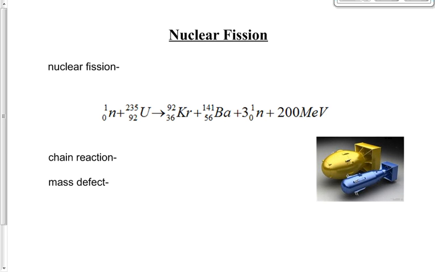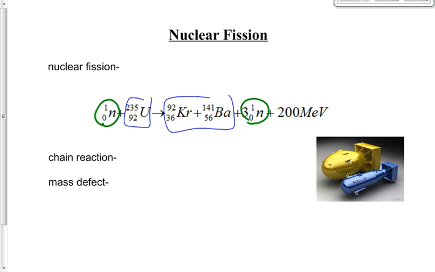Nuclear fission is the splitting up of a nucleus. It's where one heavy nucleus becomes two or more lighter nuclei. Now, there are also some neutrons involved as well. What do the neutrons do? What does the neutron on the left-hand side, on the reactant side, do? Well, it starts the reaction, right?